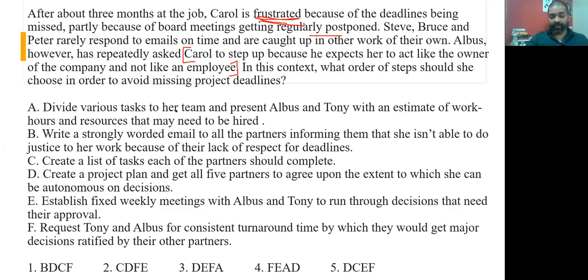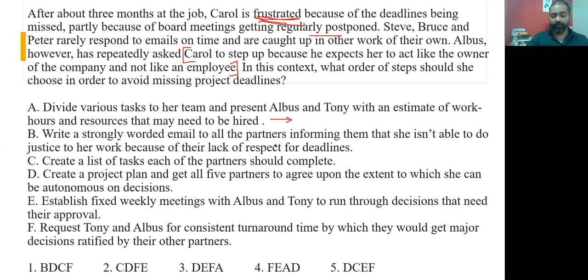Clear? Divide various tasks to her team and present Albus and Tony with an estimate of work hours and resources that may need to be had. This is something that needs to be done, isn't it? Because if she wants to stick to the deadline, she needs all the list of tasks, she needs the estimate of work hours and people she needs and whatnot. So A is a very sensible option to have in your group. So we'll keep it aside.